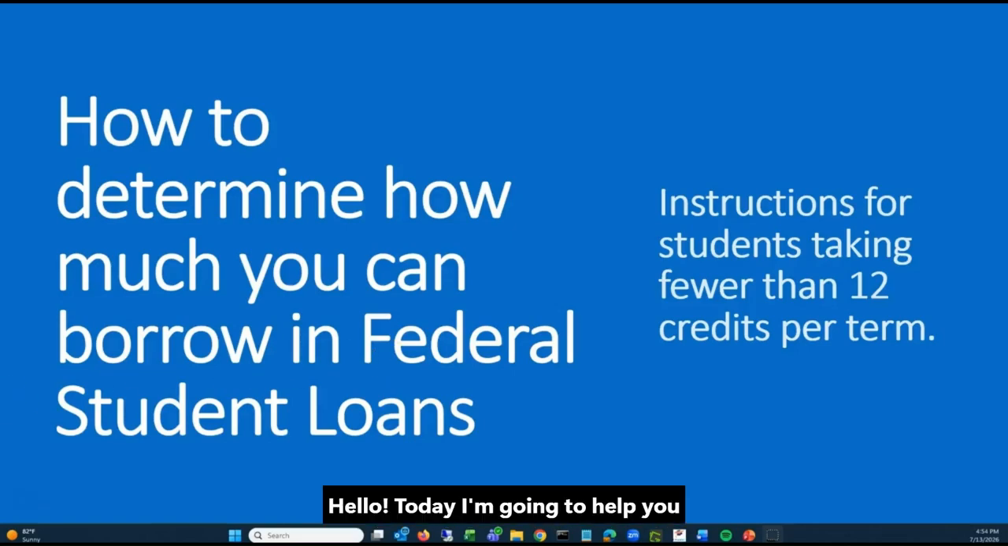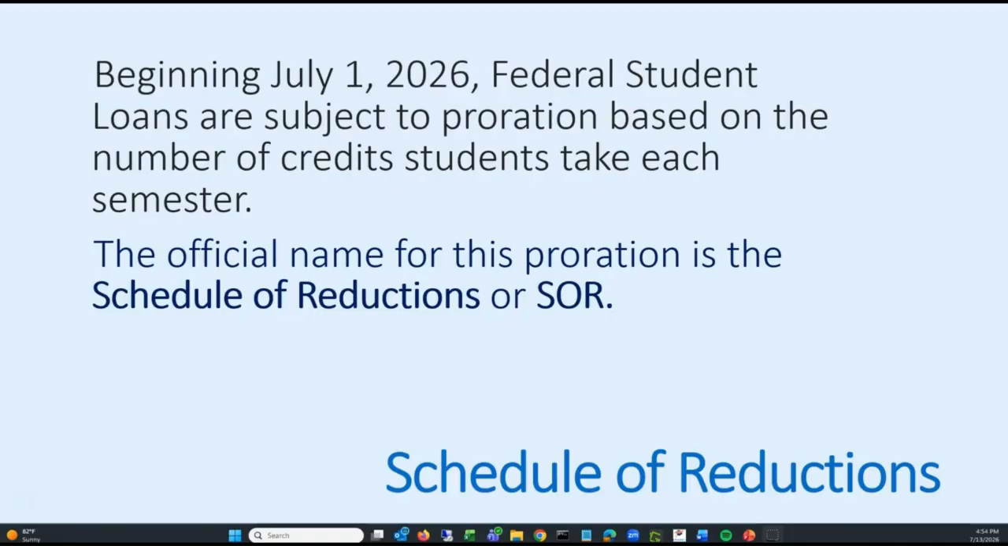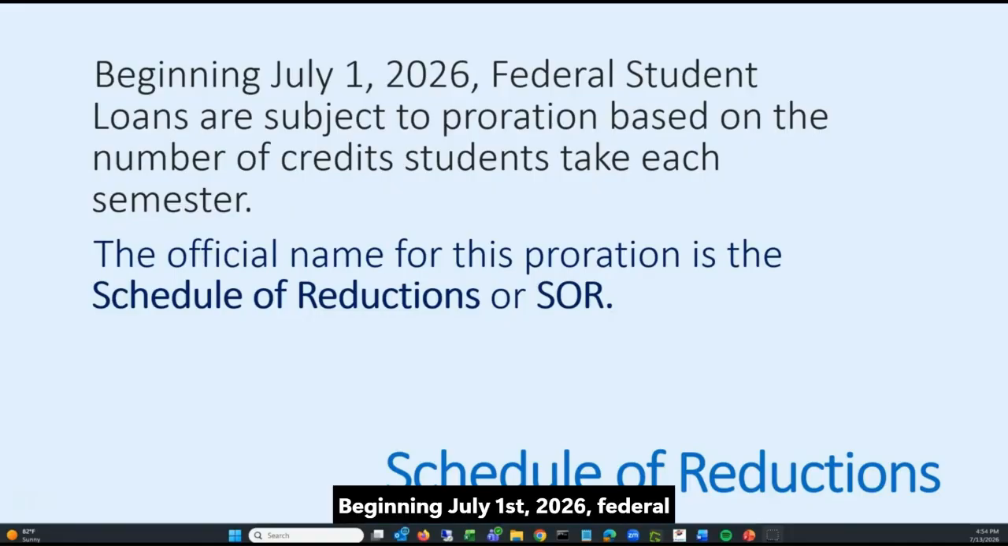Hello. Today I'm going to help you determine how much you can request to borrow in federal student loans. These instructions are for students who are attending part-time or fewer than 12 credits each semester. Beginning July 1st, 2026, federal student loans are subject to proration.